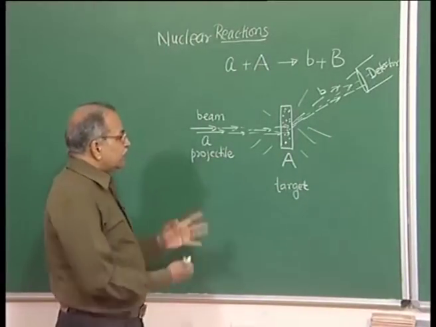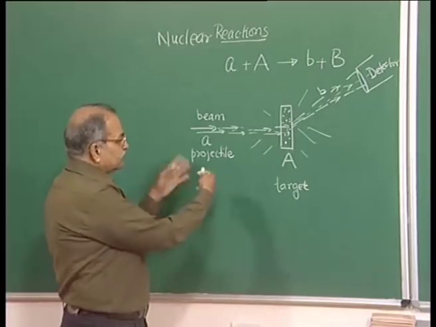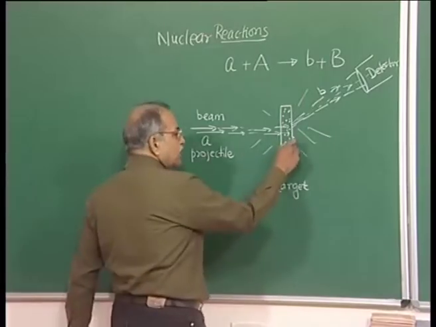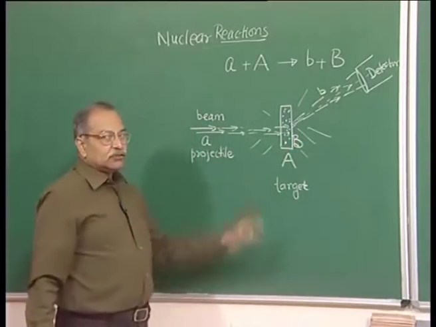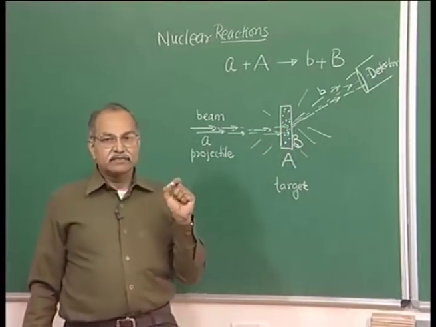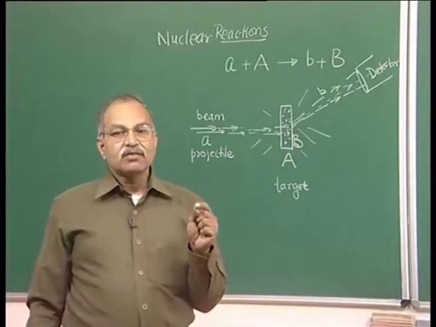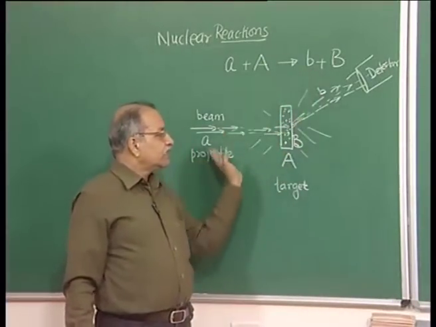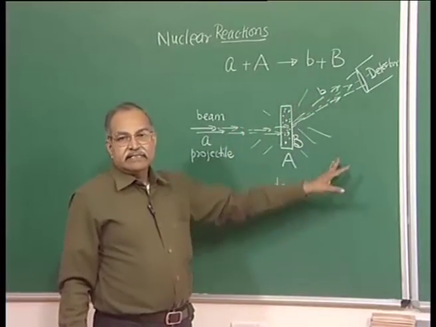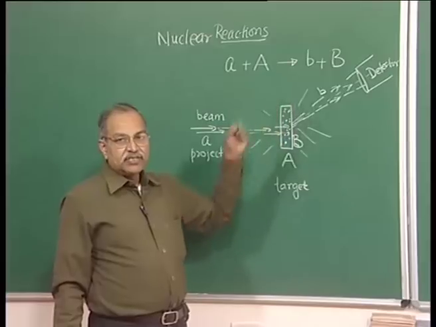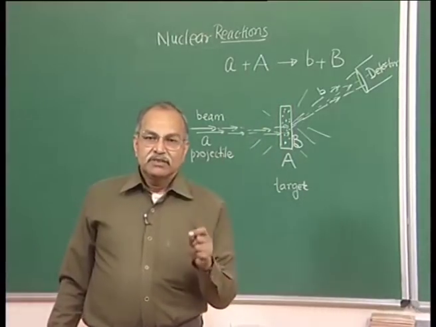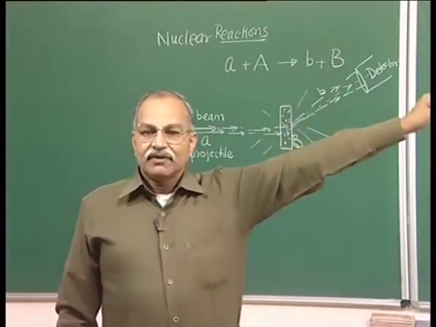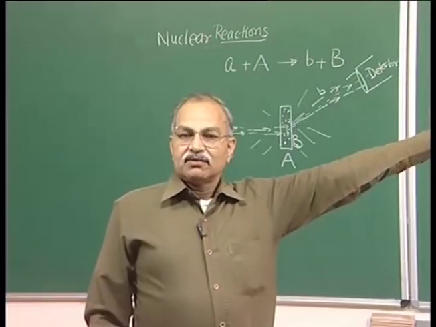Now, there are various types of reactions depending on how this capital A changes to capital B. Those things we will talk about, but there is a very important parameter, the cross section, which is the central keyword in making any study out of these reaction experiments. Essentially it is related to the probability of that reaction and giving the final particle in a particular direction.